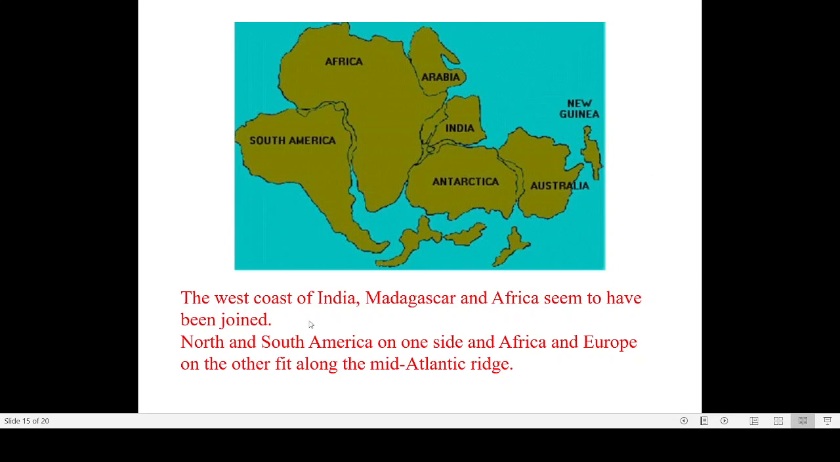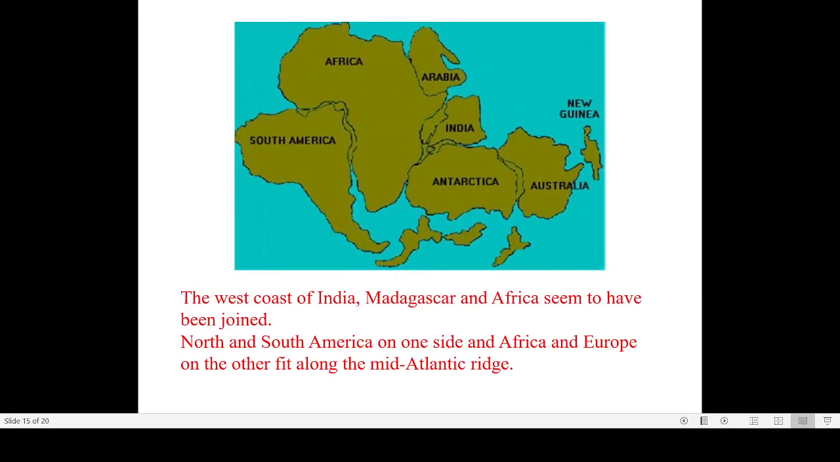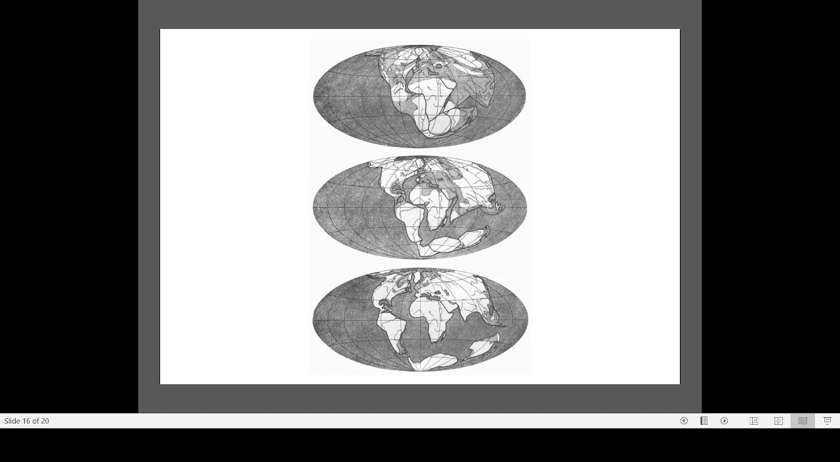It seems to have joined North America and South America on one side, and Europe on the other side, along the mid-Atlantic rim. So this is how the continents were once together. They can be easily joined, and by simply studying the structure of the earth, we can easily understand that once all the continents were together. Here the same picture is given in a different form.